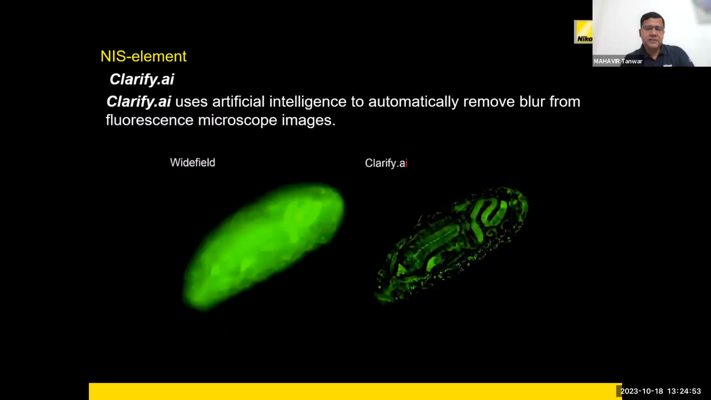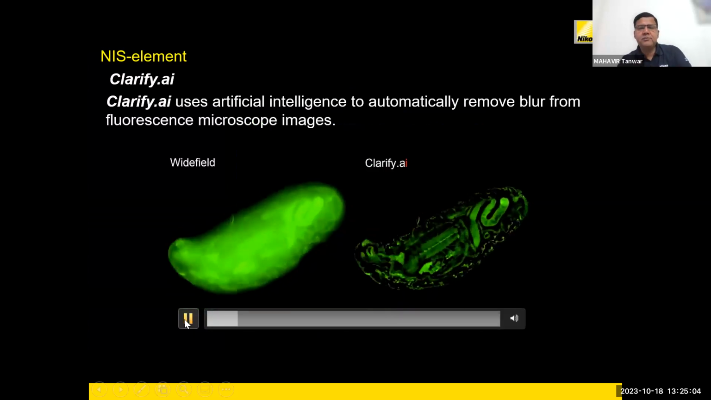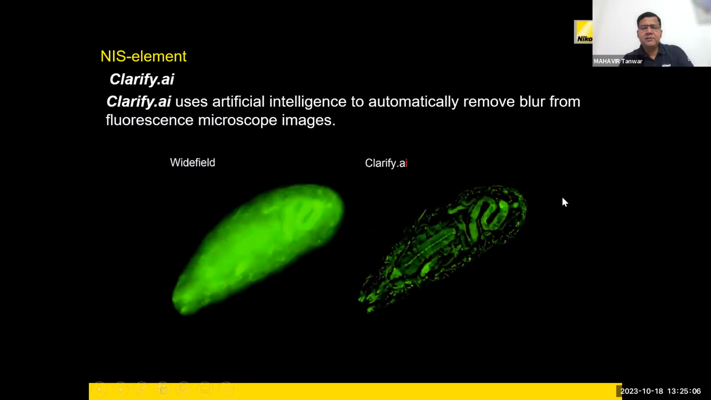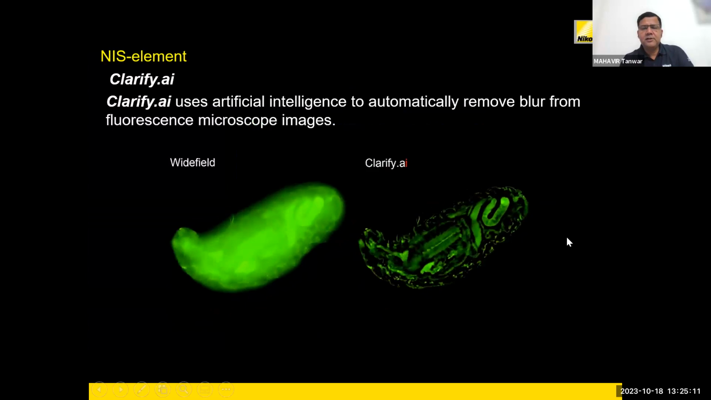This is for wide field. If you do a lot of wide field imaging, you can also apply AI on that. If you see this, left is a wide field image, and when we run it through Clarify AI, out of focus light is removed. So these are all algorithm based.